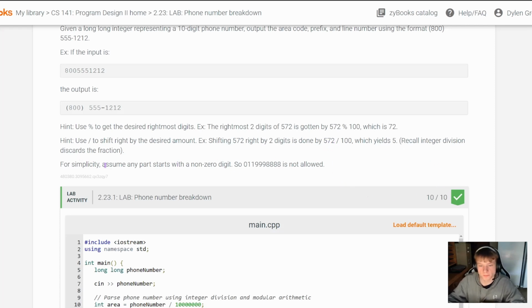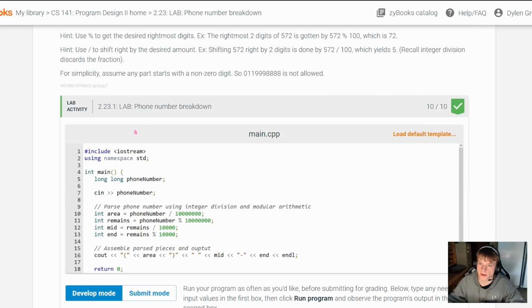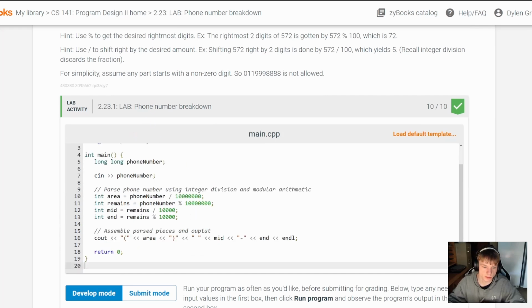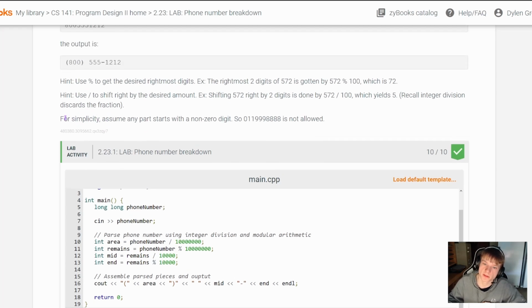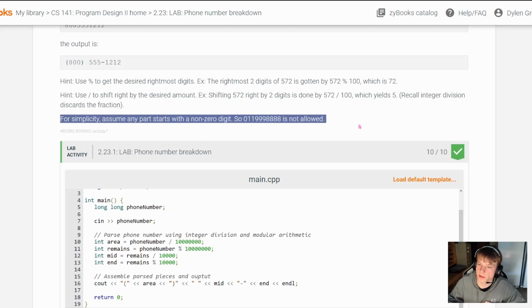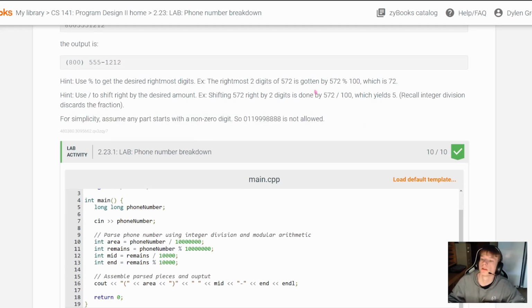Cool. So now that we have that under our belts, let's take a look at this solution. So actually, before we look at the solution, whenever we're reading a prompt, we want to think about what assumptions we are making. So here it says, for simplicity, assume that any part starts with a non-zero digit. So why do we need to make this assumption?